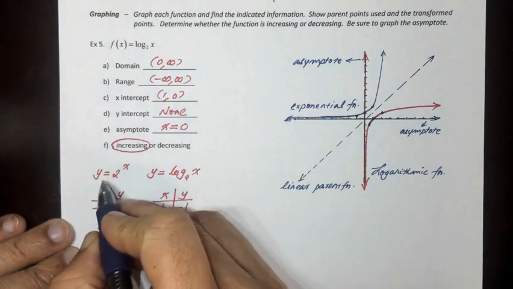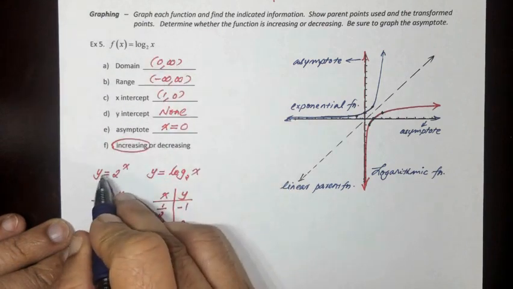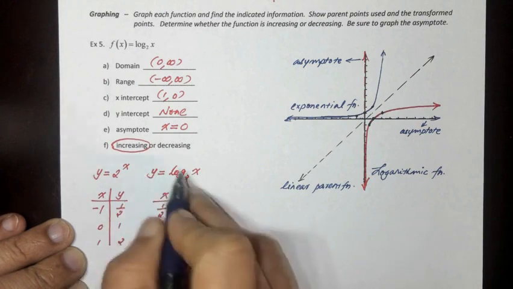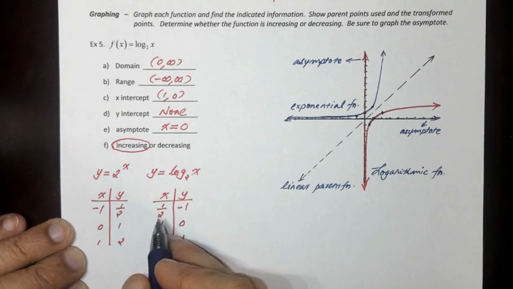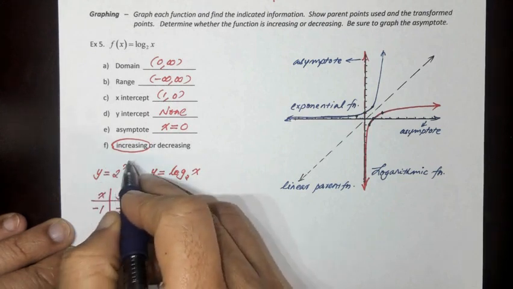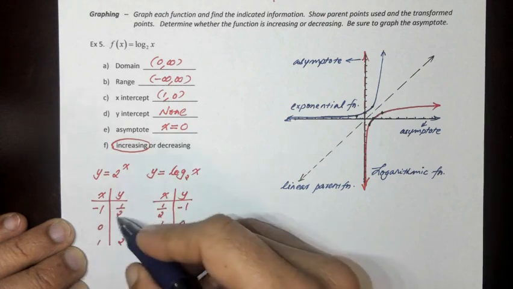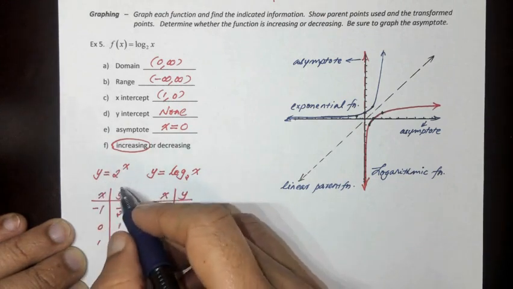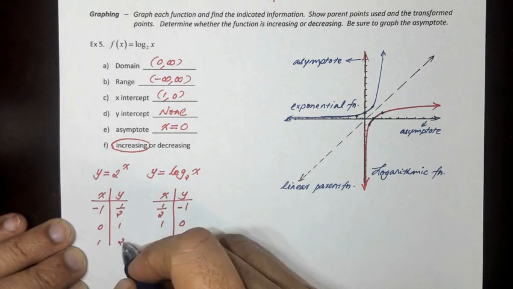Before we start the log equation, we make sure we know what an exponential equation is, and we can just find the inverse by flipping the values. That is the easiest way to start. So y equals 2 to the power of x is going to be our exponential equation with base 2, and these are the parent points for the exponential function with base 2: (-1, 1/2), (0, 1), and (1, 2).